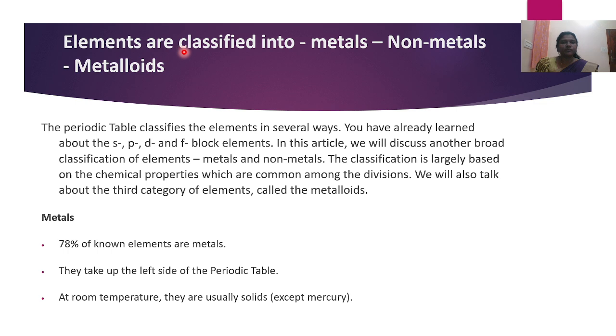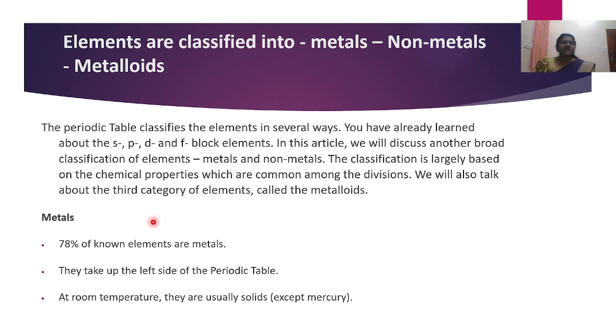Elements are classified into metals, non-metals and metalloids. The periodic table classifies the elements in several ways. You have already learned about the s, p, d and f block elements. In this article, we will discuss another broad classification of elements, metals and non-metals. The classification is largely based on the chemical properties which are common among the divisions. We will also talk about the third category of elements called the metalloids. In these slides, we are going to discuss the properties of metals, non-metals and metalloids.